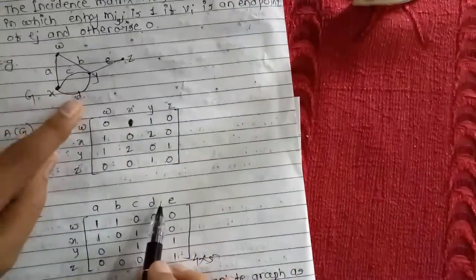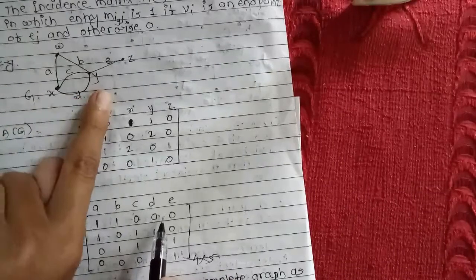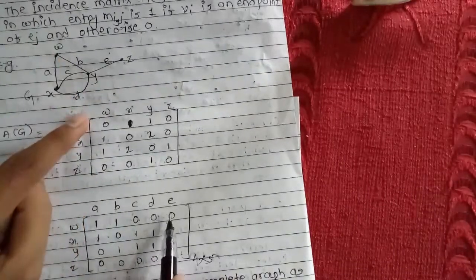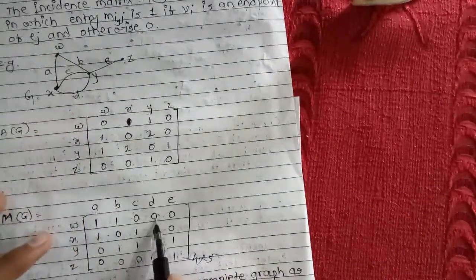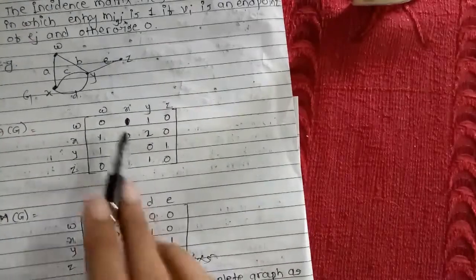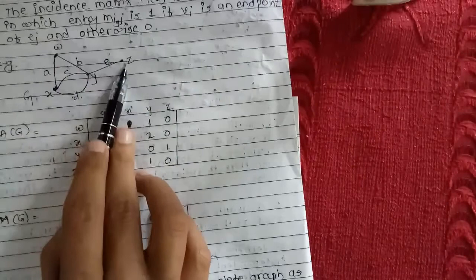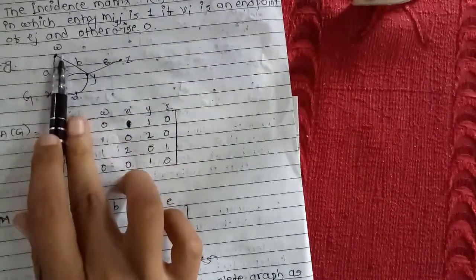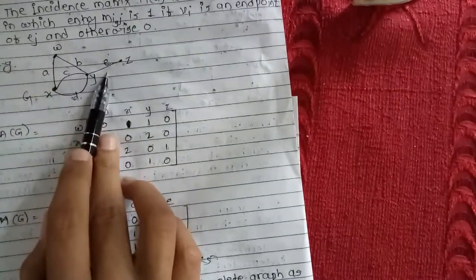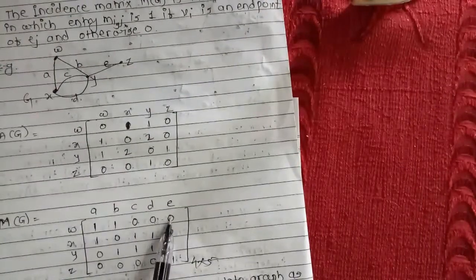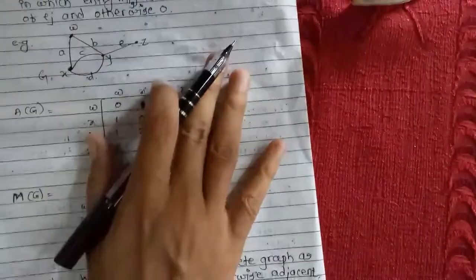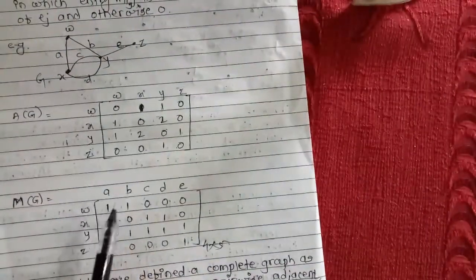Similarly, for D, the endpoints of D are X and Y. W is not an endpoint of D. Therefore, we put 0 here. And E: the endpoints of E are Y and Z, and W is not an endpoint of E. Therefore, we put 0 here. Similarly, we can find the other entries here.